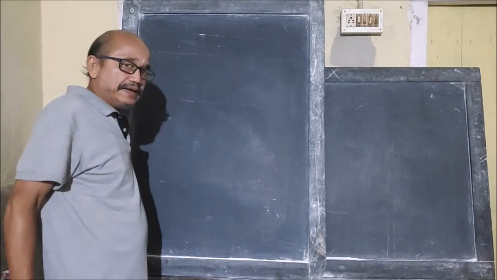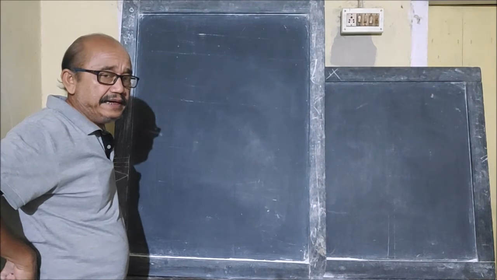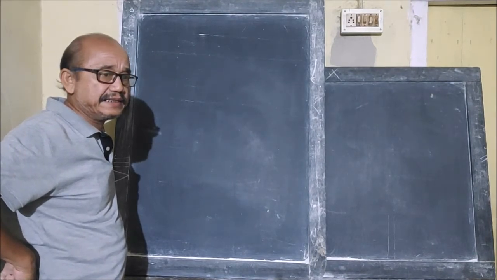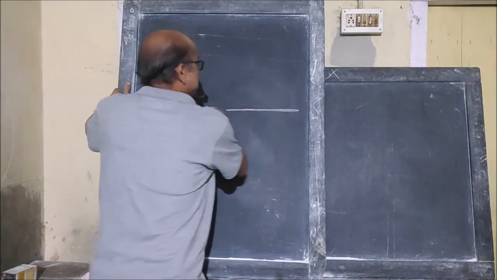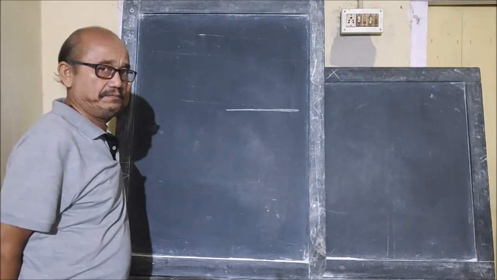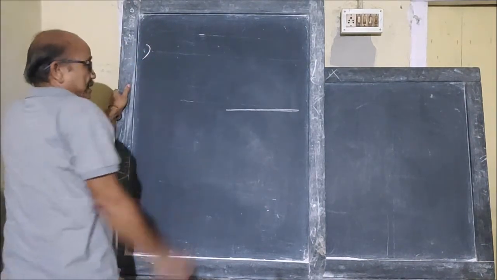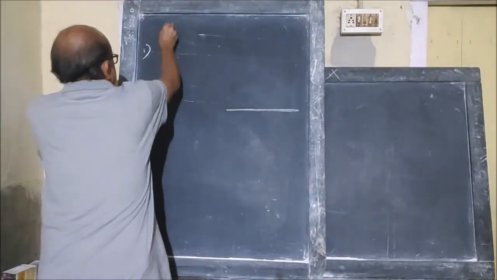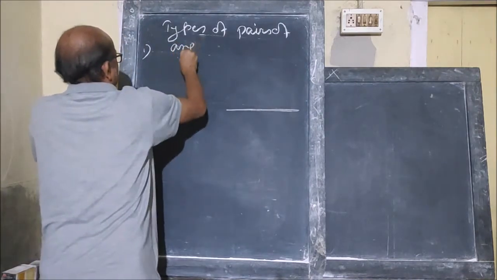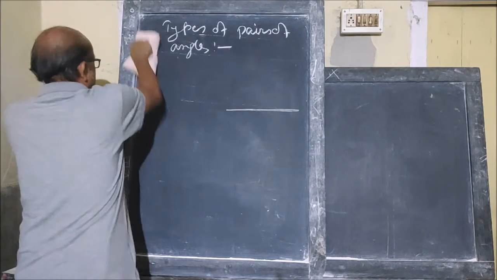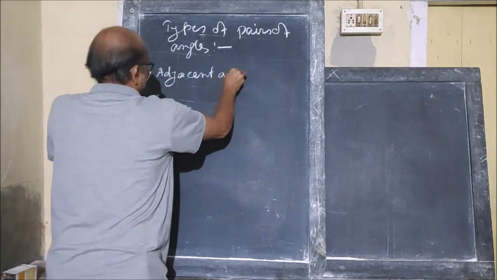Types of pairs of angles. Number one, adjacent angle. Adjacent angle means what? Suppose you see here, it is an angle, and two angles are said to be adjacent.